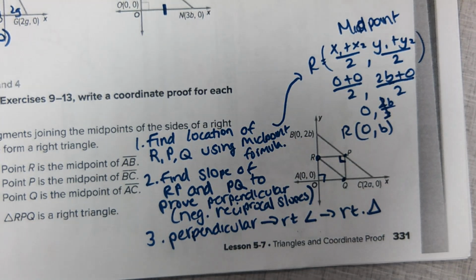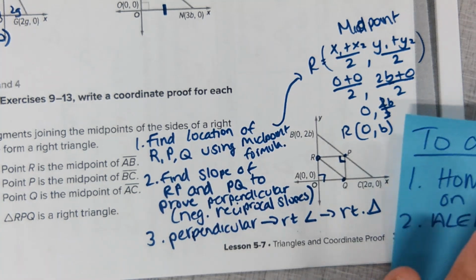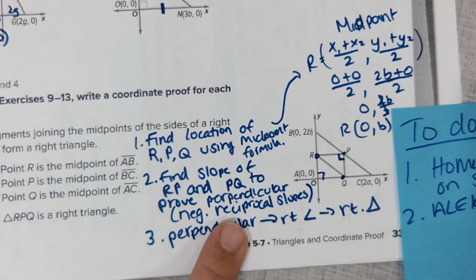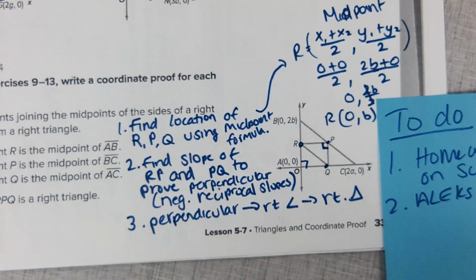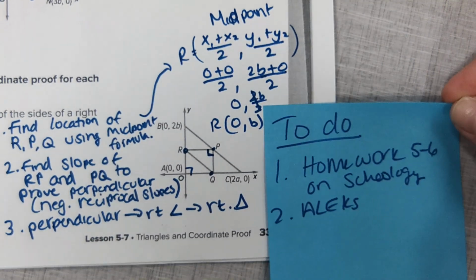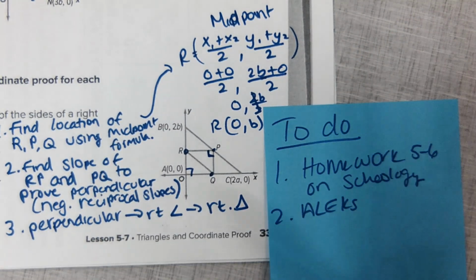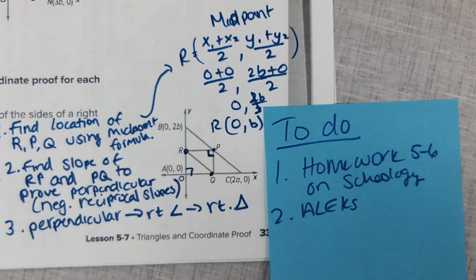Okay. Anyways, that's just all. The homework won't be like this, but I wanted to show you like what the next level is. So for your homework, you have homework 5-6 on Schoology. If you need any help, let me know. And yeah, and then work on Alex.